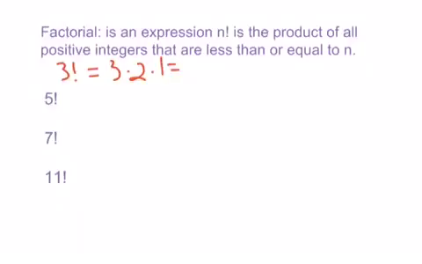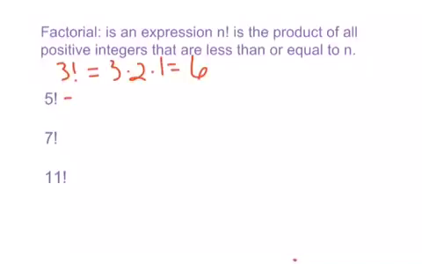So you start with the number that is before the exclamation point, and you end with 1. So it's the product of a list of decreasing consecutive numbers that ends with 1. Now if it was 0, so we multiply by 0, then your product will be 0. So 3 times 2 times 1 is going to give me 6. So the factorial for 3 is going to equal 6.